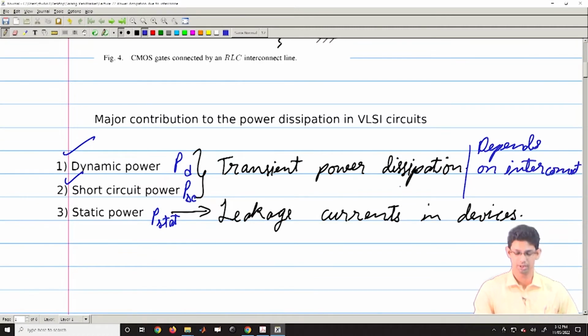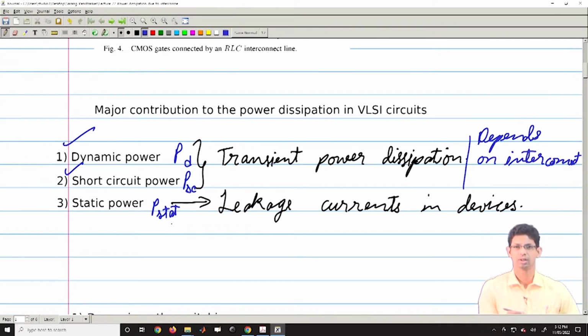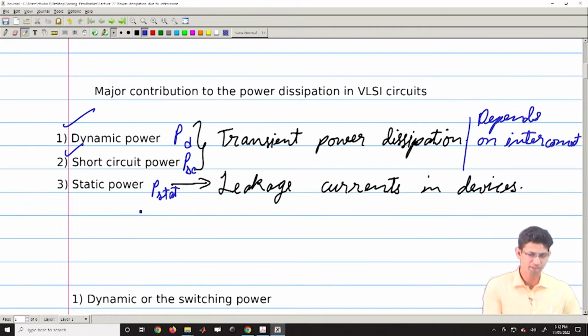These two depend on interconnect. However, static power does not predominantly depend on the interconnect parameters. That is the leakage current that flows through the device. So this we will not discuss in this and the subsequent lecture. Now let us understand what these powers are, dynamic power and short circuit power, and let us see how the interconnect is going to impact these power dissipations.